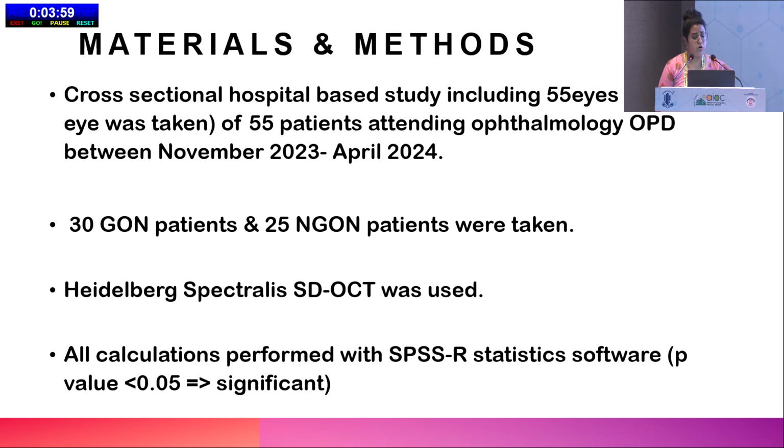So a cross-sectional hospital-based study including 55 eyes of 55 patients from November 2023 to April 2024 was taken, out of which 30 were GON patients and 25 were NGON patients. The Heidelberg Spectralis SD-OCT and SPSS statistic software were used for analyzing the results.